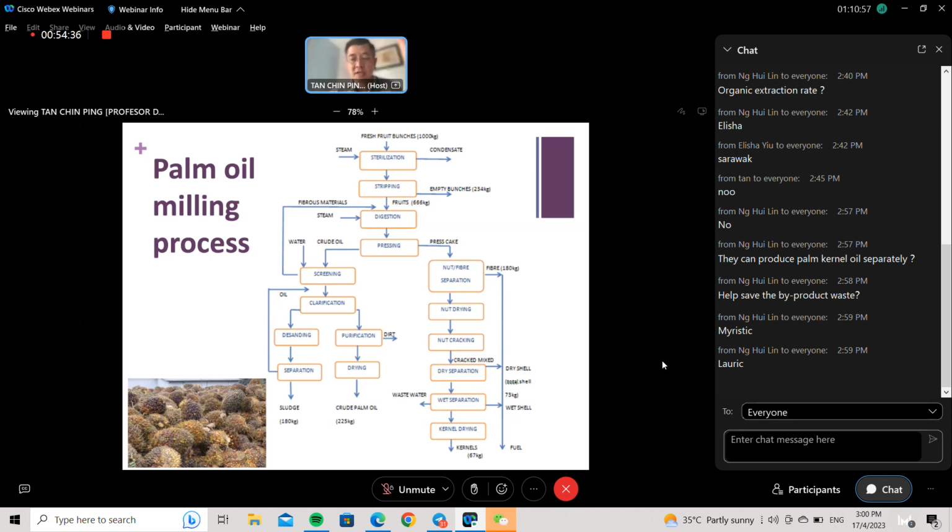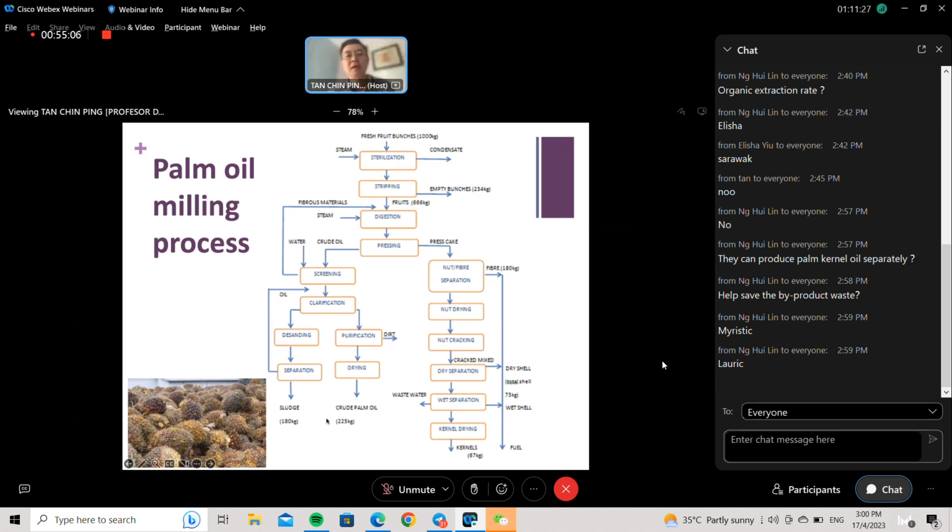So I stayed on this particular flow chart for a long period of time because I want you to see that overview. In subsequent slides, I'm going to explain these processes in a more detailed manner. I may go back again to this particular flow chart, but if possible, I will skip this and go into each one of them. Sterilization, stripping, what happened, digestion, what happened, pressing, what happened, and so on.